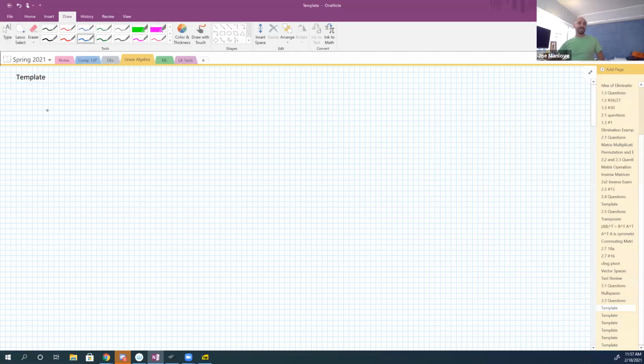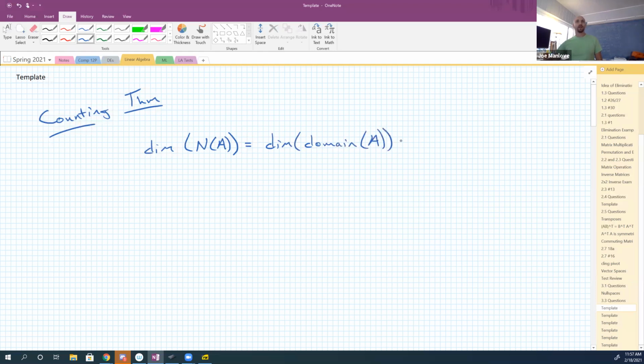All right, so let me carefully phrase the counting theorem. The counting theorem is this really useful thing in linear algebra that maybe doesn't replace, but really strongly supplements some of the tools I've been using. So the counting theorem says pretty simply that the dimension of the null space of a matrix is the dimension of the domain of A minus the dimension of the column space of A.